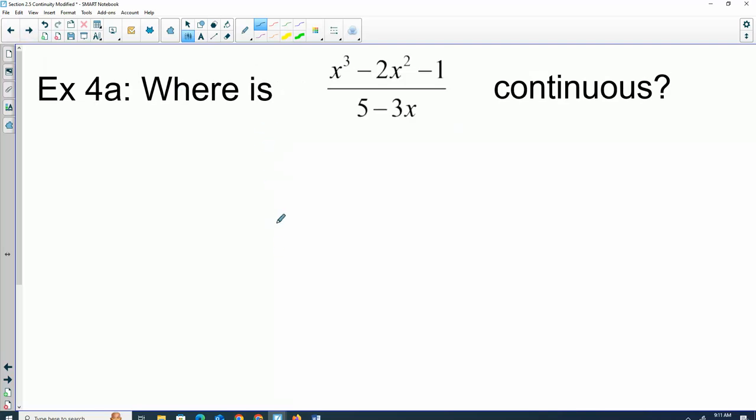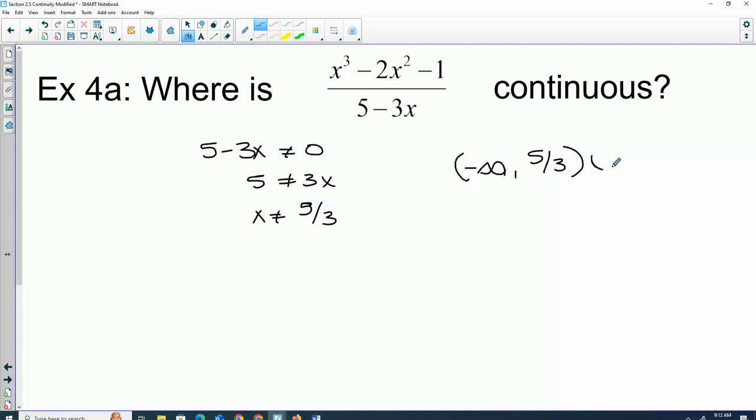What about this one? What if I'm dividing polynomials? Can you look at the function itself, not the graph, and tell me where it would have a discontinuity? And the reason is, in a fraction, we know the bottom can't be 0. So x can't be 5/3. So it's continuous everywhere else, from negative infinity to 5/3, and from 5/3 to infinity. Reason: the function doesn't exist there.